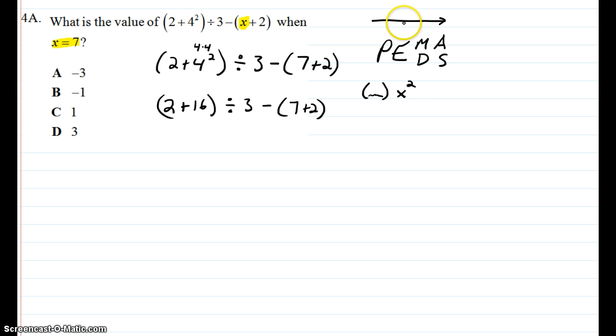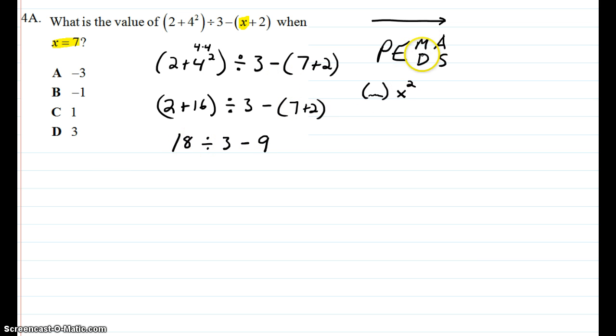Alright, so now we go back to the beginning and look, we have parentheses, so we do what's on the inside. Now there's only one operation, and so 2 plus 16 gives us 18. And since there's nothing left on the inside, there's no number on the outside, I can just write 18. I no longer need the parentheses. Divided by 3 minus, and we can do what's inside these parentheses at the same time. So 7 plus 2 gives us 9, and again, we don't need to write the parentheses anymore.